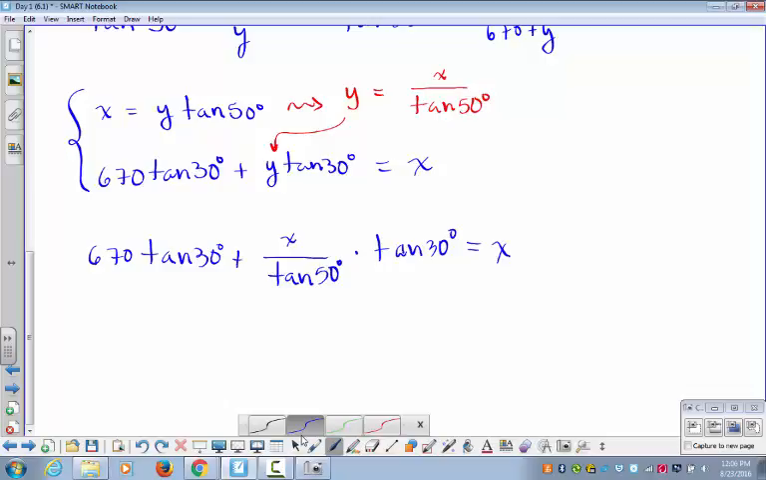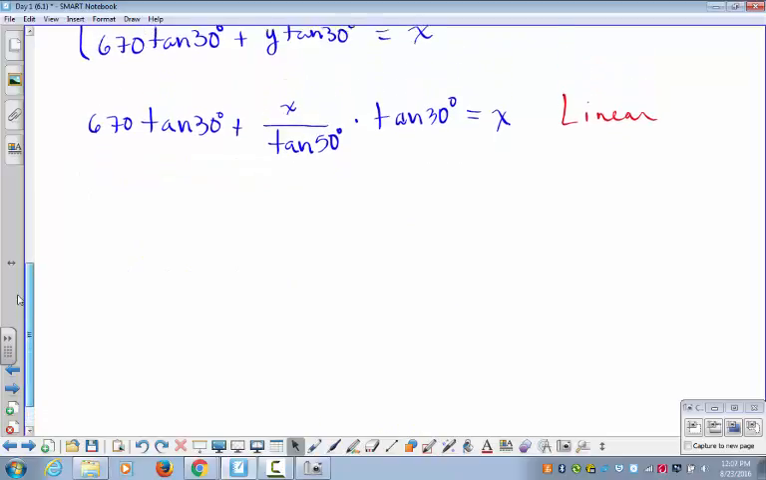That equation that we're looking at on the board is a linear equation with a lot of extra stuff. But that extra stuff, those are just constants. Tangent of 30, constant. Tangent of 50, constant. 670, constant. So that is linear. So we need to identify that this is a linear equation. And for a linear equation, x is to one side, constants to the other.